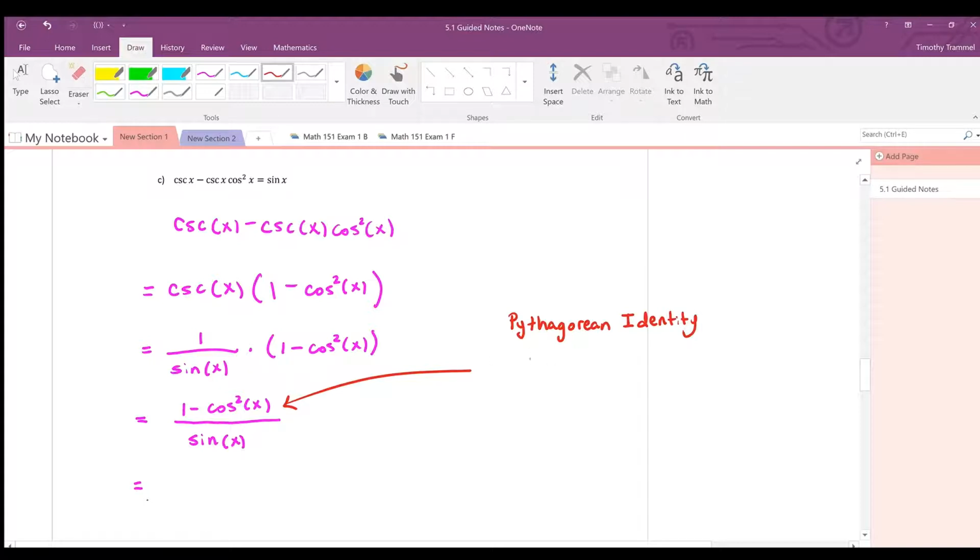So we have sine squared of x plus cosine squared of x is equal to 1. And if we want it to look like what's in the numerator of the expression that we have, well, let's just subtract each side by cosine squared of x. So we have sine squared of x is equal to 1 minus cosine squared of x. So this means that we'll be able to rewrite that 1 minus cosine squared of x as sine squared of x.